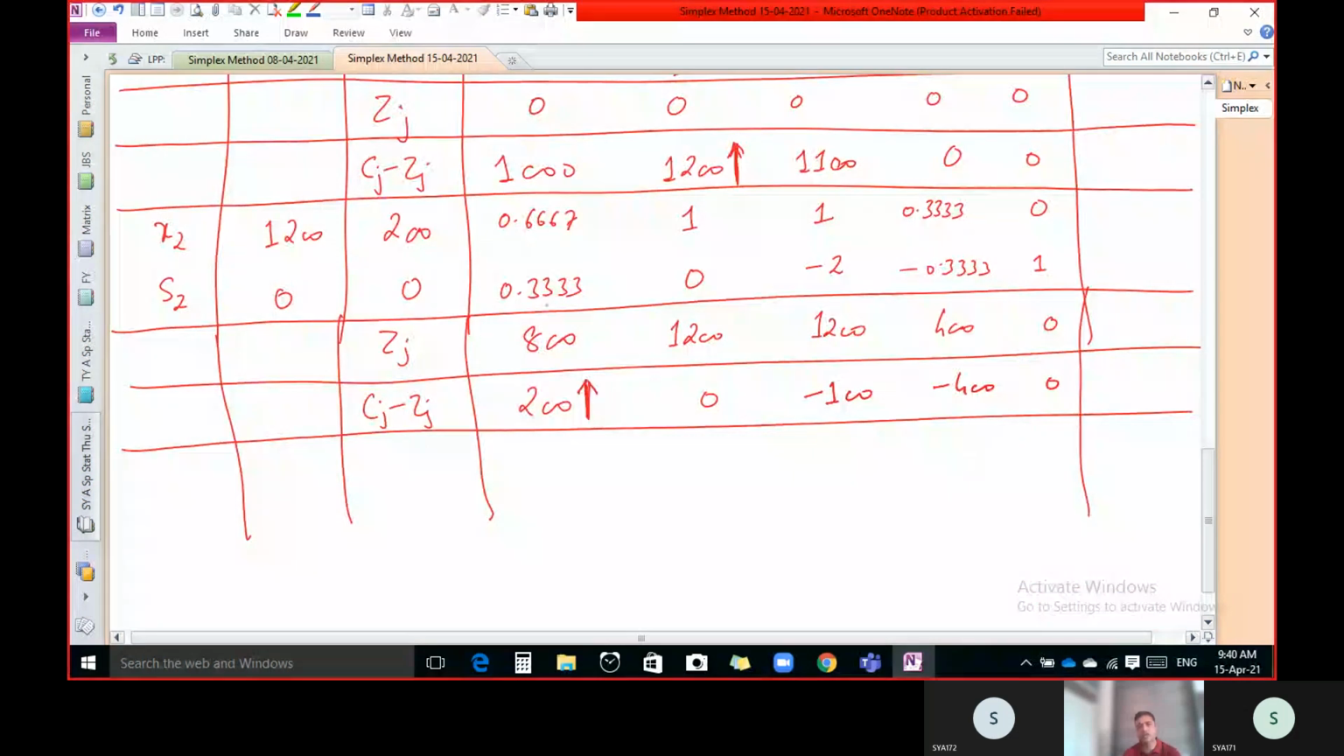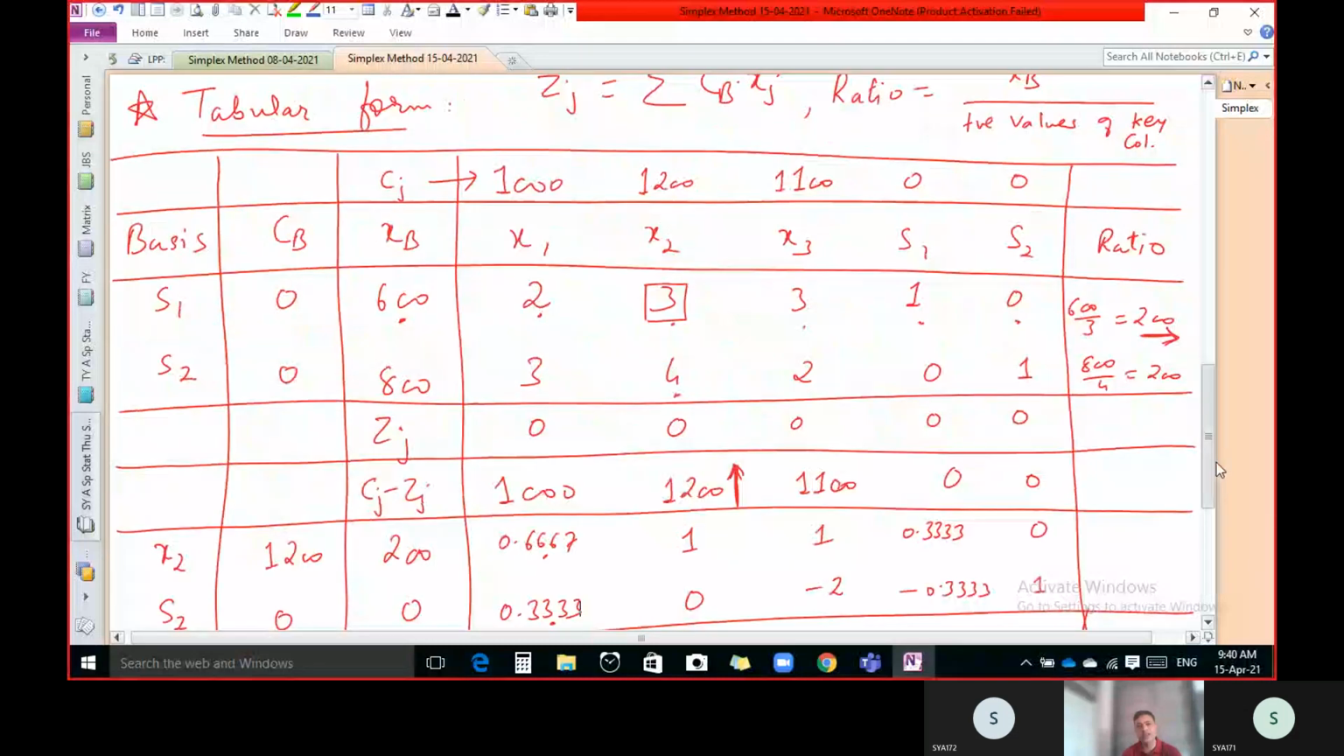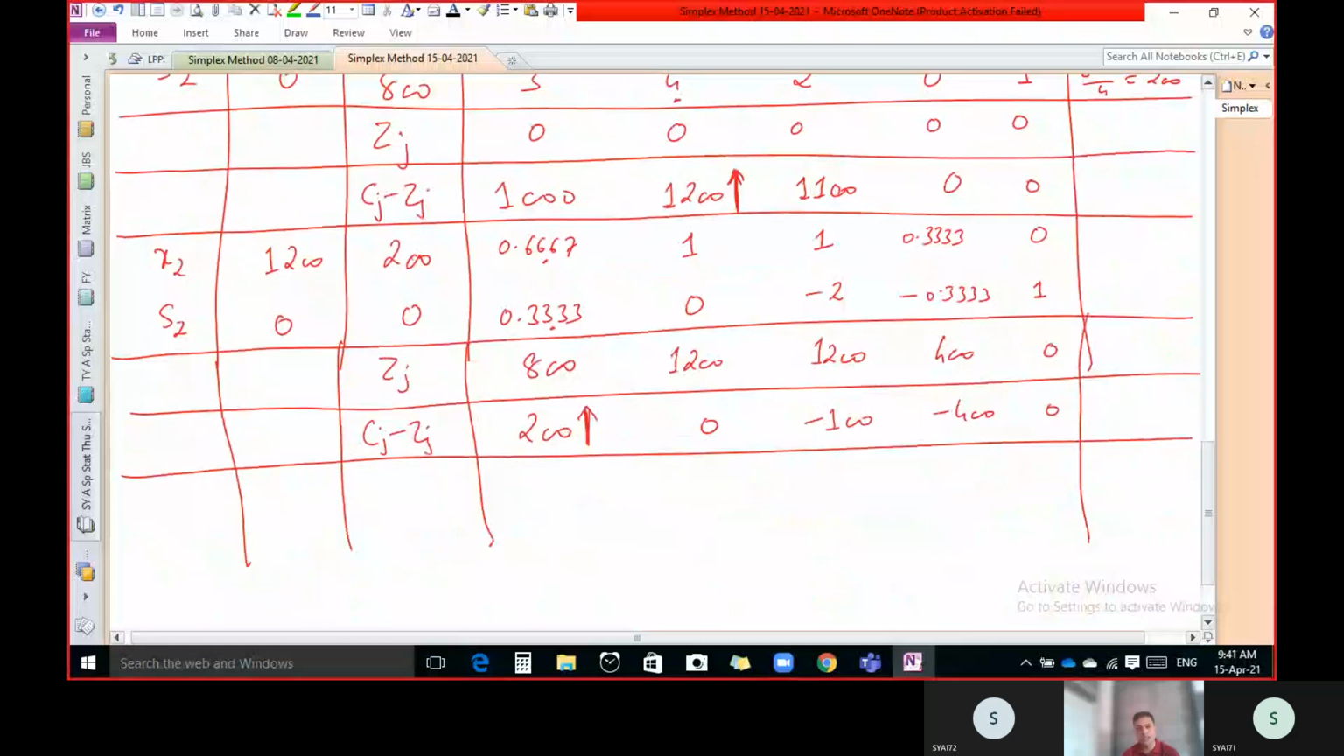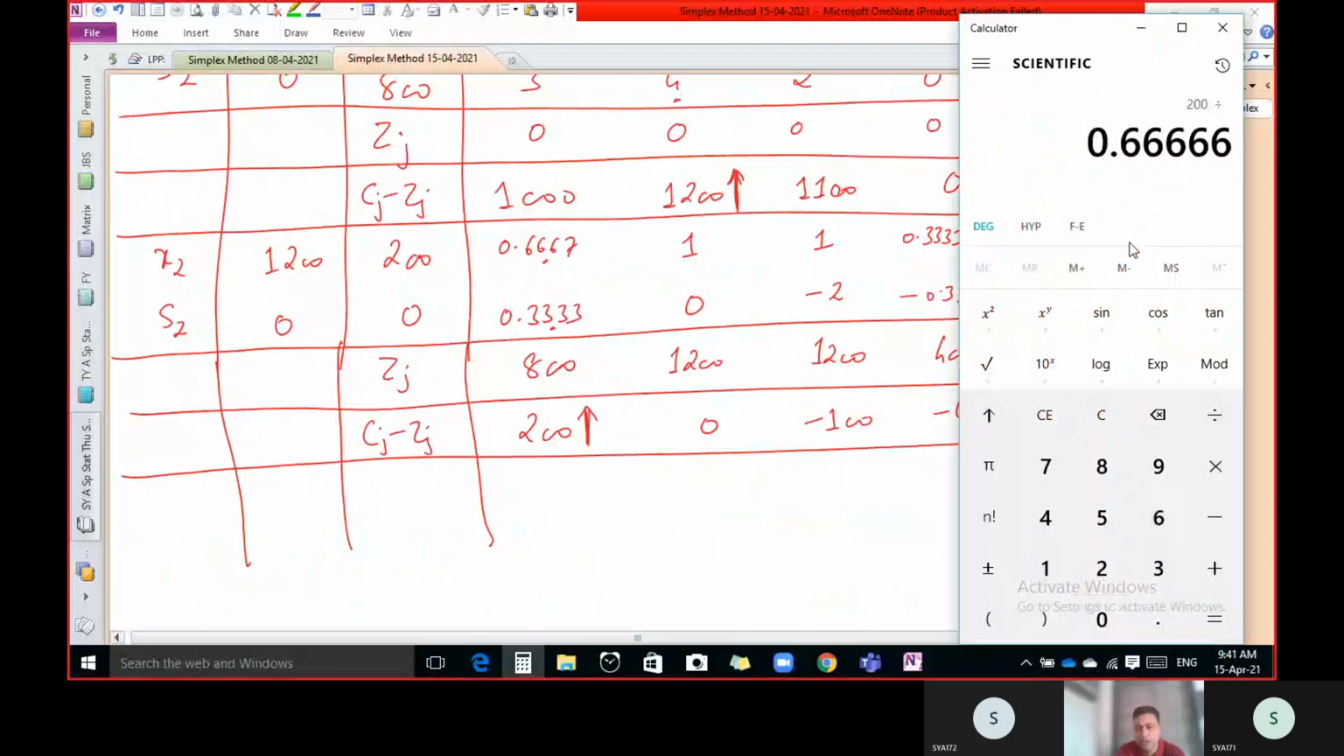So these are the elements of key column now. This becomes our key column, and the corresponding variable. Corresponding variable means which variable? X1. X1 will enter. In which place we have to write X1? Out of these two, we have to select the ratio. What is the formula? This XB, that is what? 200 divided by this value. Because it's positive value, we have to take ratio 0.66667. So let us do the calculation. 200 divided by 0.66667. So what we get? 299.99. That means 300. So here we get 300.